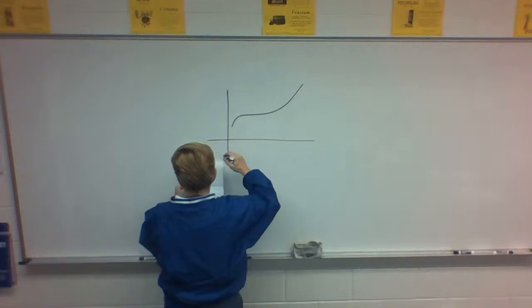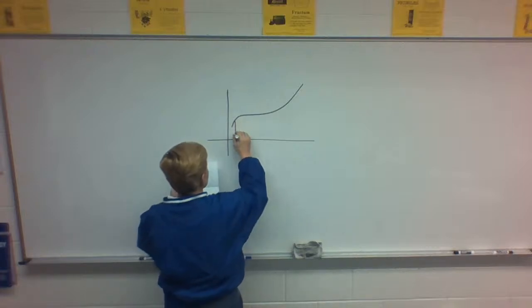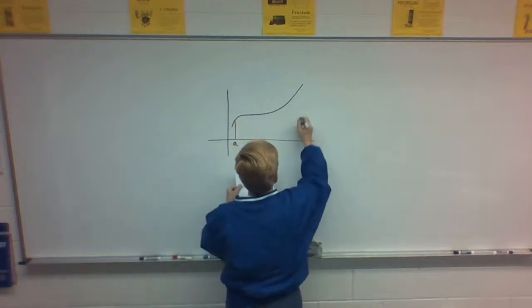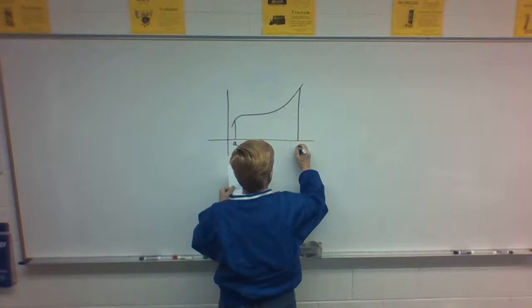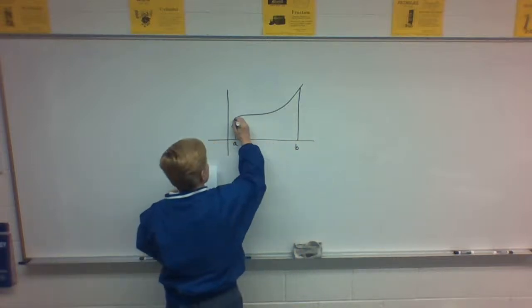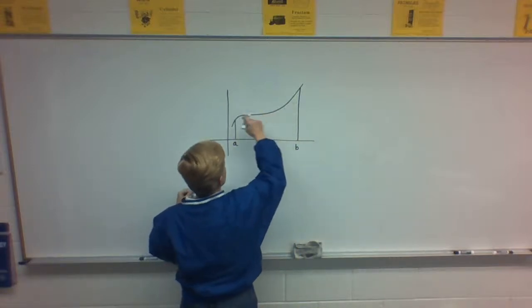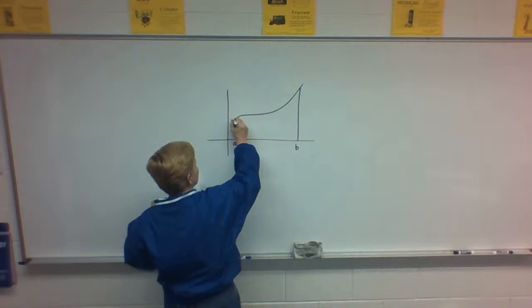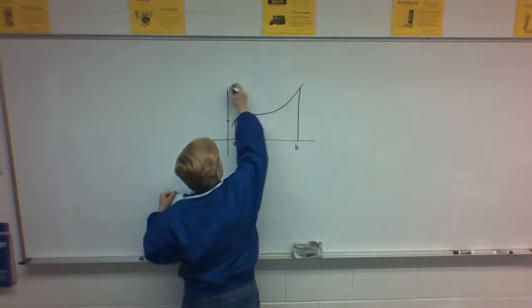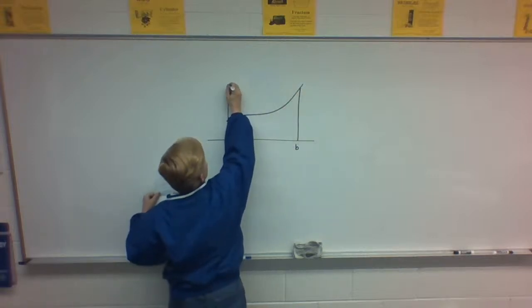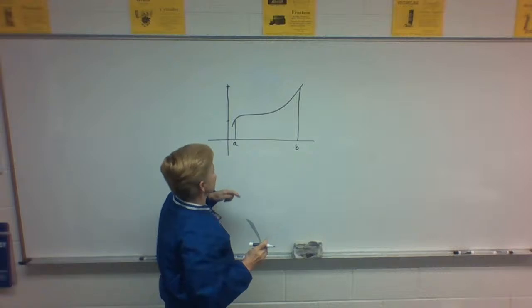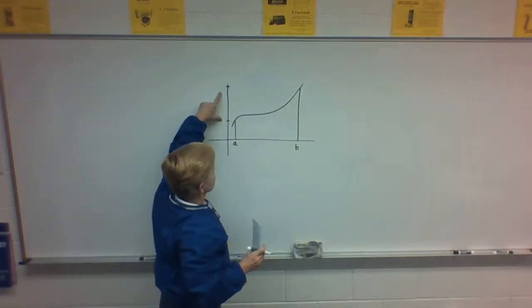Okay, we're going to integrate from A to B. The average value of the function, meaning the average y value, and the values range from here to here. I'm not doing max min again. I'm just saying that the values range from there to there. The average value is somewhere between here and here.